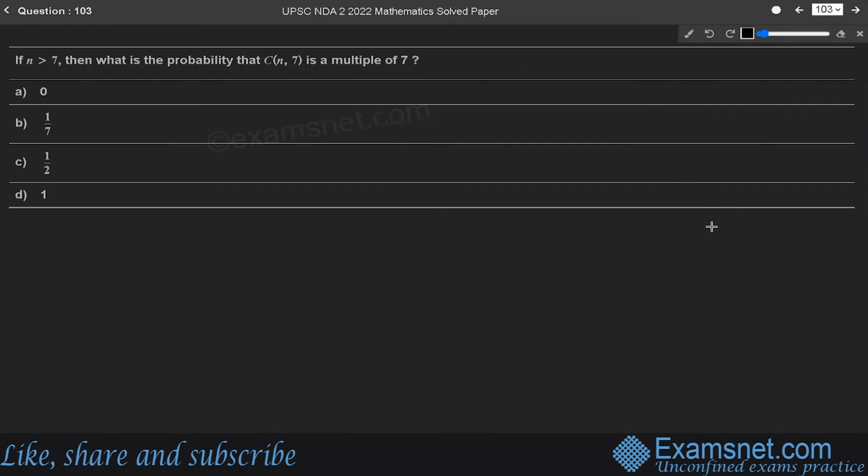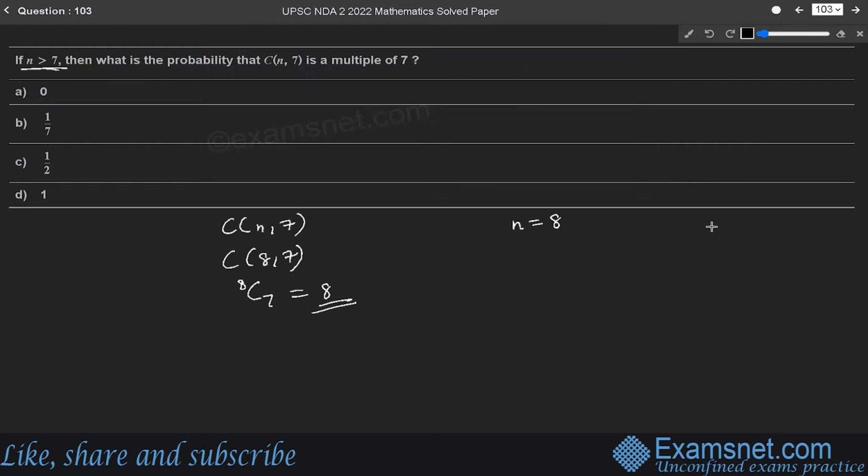Next question is, if n is greater than 7, then what is the probability that nC7 is a multiple of 7? It is given that n is greater than 7, so let us take n equals 8. So it will be C(8,7).